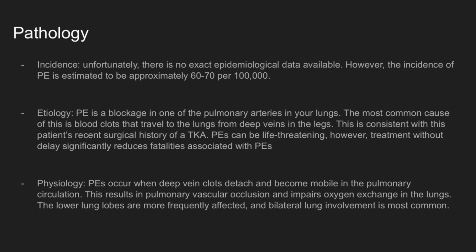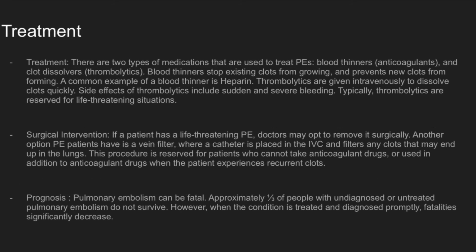PEs occur when deep vein clots detach and become mobile in the pulmonary circulation. This results in pulmonary vascular occlusion and impairs oxygen exchange in the lungs. The lower lobes are more frequently affected, and bilateral lung involvement is most common. There are two types of medications that are used to treat PEs: blood thinners or anticoagulants and clot dissolvers or thrombolytics. Blood thinners stop existing clots from growing and prevent new clots from forming.